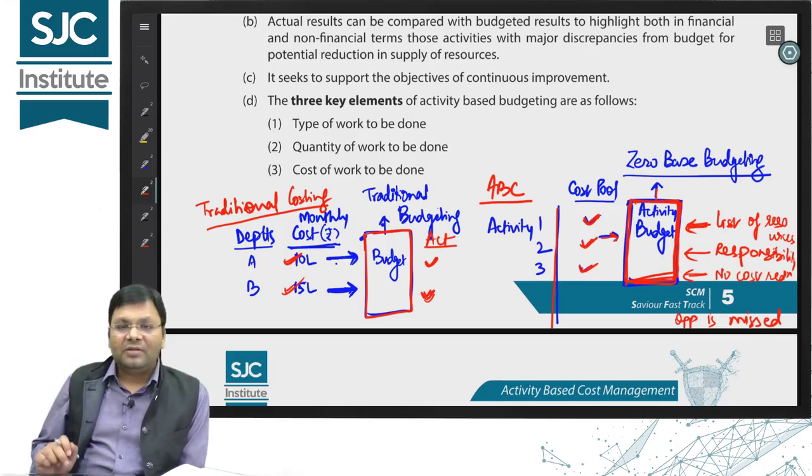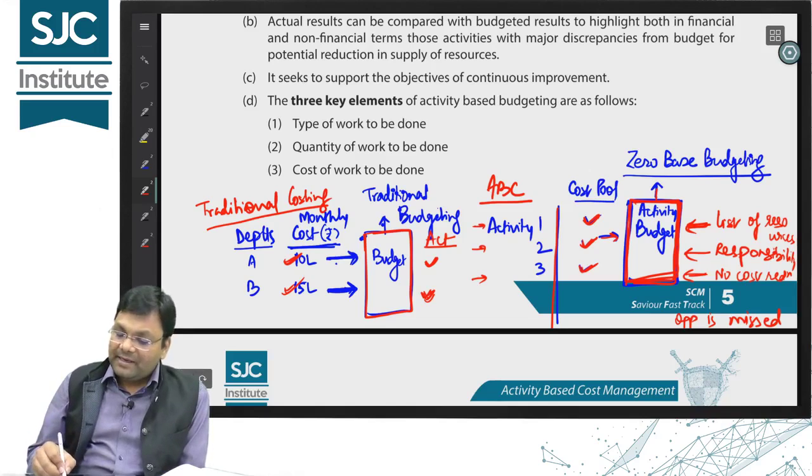So when you know the cost beforehand, the advantage of this is what you know. Many times some activities are critical activities. Critical means that those activities should never be delayed. If you are delaying, that will cost you in terms of production quantity.